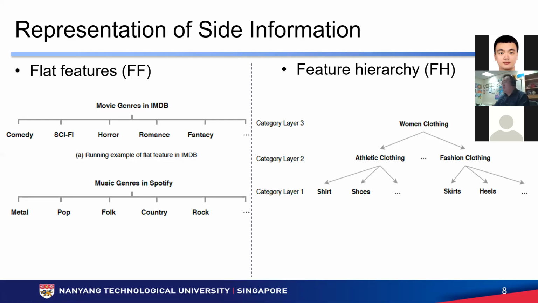For the feature hierarchy, the typical difference from the flat feature is that we can make use of these relationships between categories in the hierarchy to provide more fine-grained, more accurate recommendations. For example, if we know a user bought skirts, right, then likely she will also buy heels because both are under the fashion clothing category, instead of buying athletic shoes, right? Because this kind of shoes is from a different, bigger, high level category. So this hierarchy gives us more information.